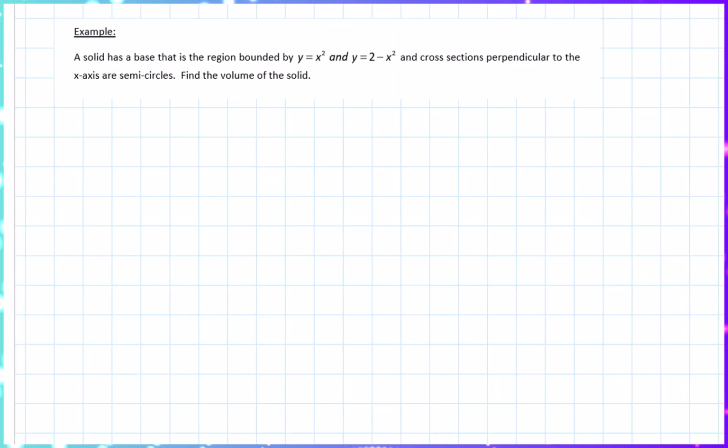All right, so let's take this example. Suppose we have a solid that has a base that is the region bounded by the two parabolas, y equals x squared and y equals 2 minus x squared. So before we get too much further, I just want to go ahead and draw what that base looks like in my rectangular coordinate plane. So I've got two parabolas. Those should be pretty easy to graph.